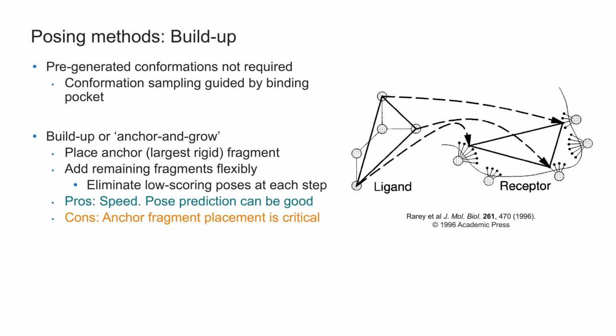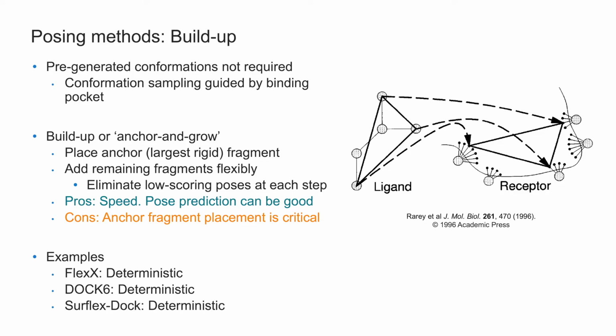These have the advantage that they can be pretty fast, as you'll see in a moment, but they place a great deal of stress on the docking engine's ability to place and score the anchor fragment correctly. If the anchor fragment's placed correctly, the probability of a good pose is high. If the anchor fragment is placed poorly, a build-up method cannot come back from that mistake. So it puts a lot of pressure on that early step.